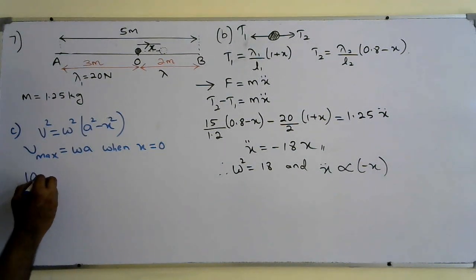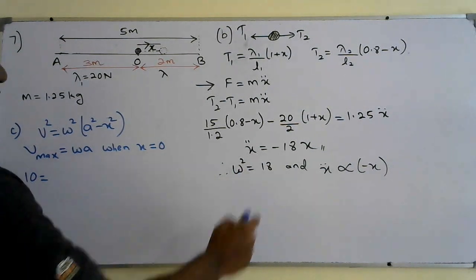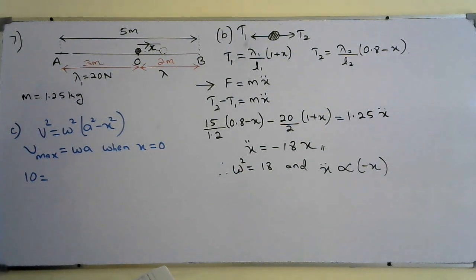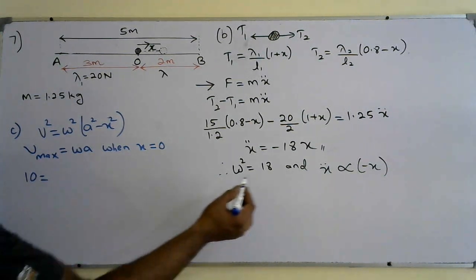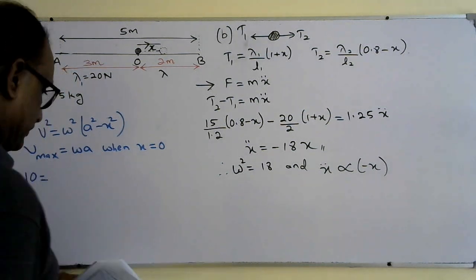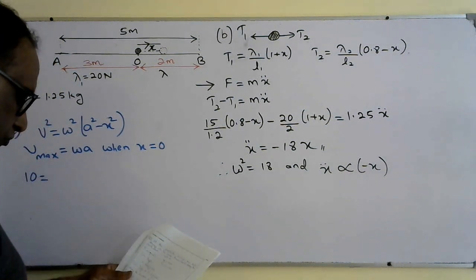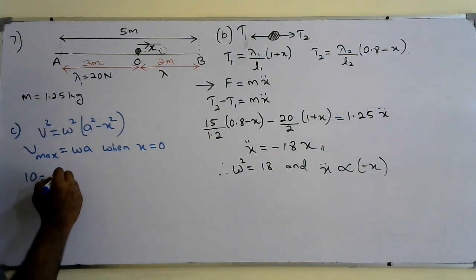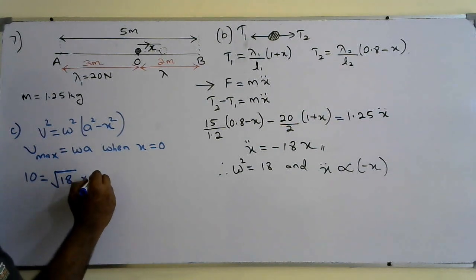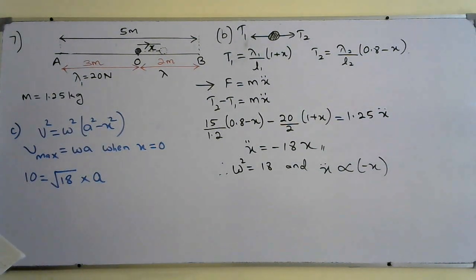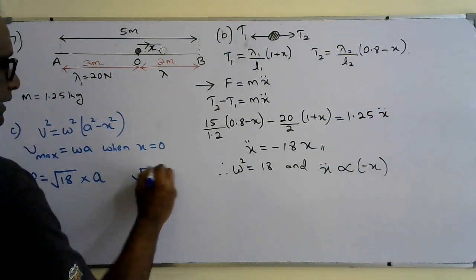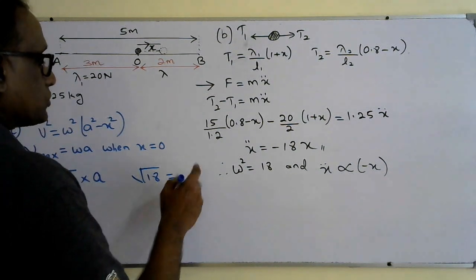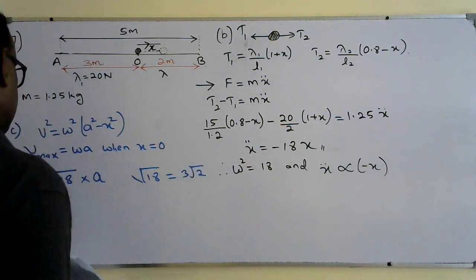So 10 equals omega times a. Omega squared we found, that is 18. So omega is going to be the square root of 18, and we can put it like 3 root 2 or whatever it is. We can find it in numbers also if we want the value. Anyway, omega is the square root of 18 times A. So we can find the amplitude of oscillation. The square root of 18 can be written as 9 into 2, so 3 root 2, no problem.